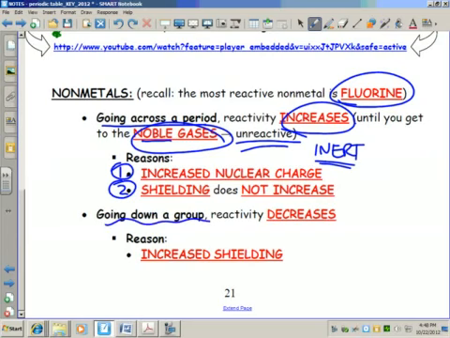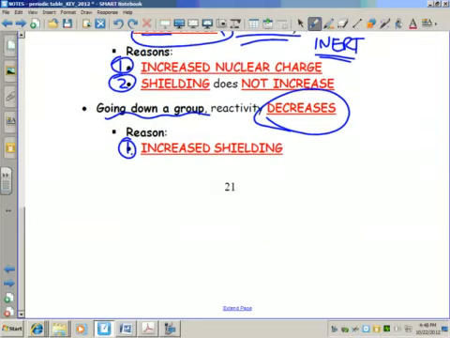And then we talk about going down a group. Going down a group, reactivity decreases for the nonmetals. Why is that? Because one factor, increased shielding means, again, nonmetals want to gain electrons, and when you increase shielding, you have less hold on your own electrons, and that means you also have less ability to pull from other elements' electrons.